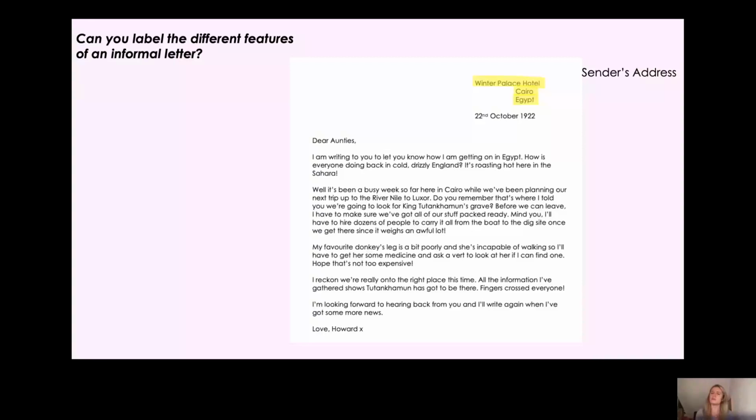Now, what comes underneath the address? Well, yes, can you see it? It's the date, isn't it? So that tells us when the letter was written. And you always find this underneath the sender's address in your informal letter. Okay, so we've got the address and we've got the date. What comes next? Wow, can you see it says Dear Aunties, and that is called our opening. So that is telling us who he is writing to. He's writing to his aunties, isn't he? Okay, so now we know who he is writing to.